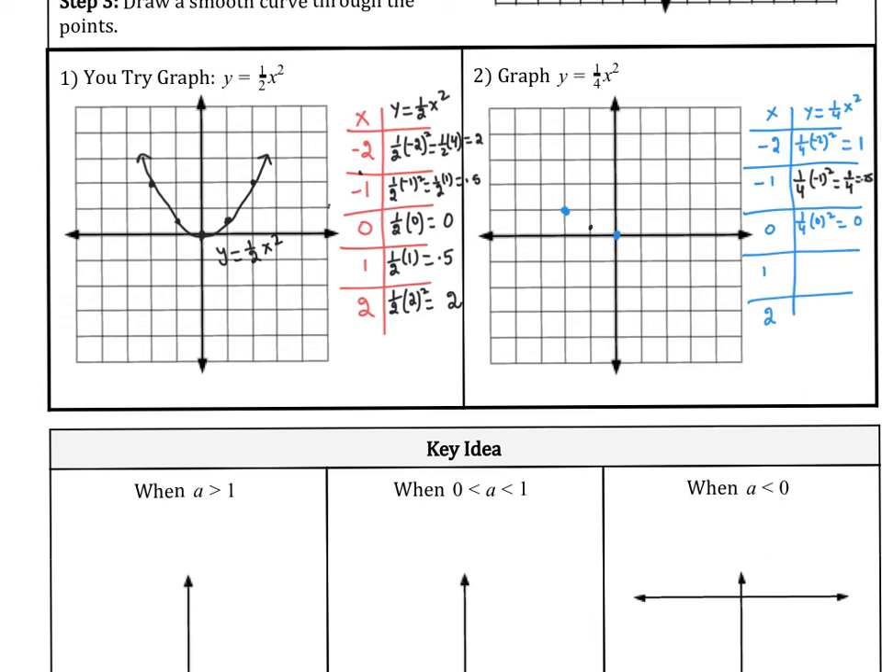So we have a point here, -2 comma 1, -1 comma 0.25, 0 comma 0, and mirror these points on here. Mirror these points on the other side, and you get a wider graph, even wider than the previous graph, because now it is 1 over 4. If the number on the bottom increases, the graph becomes wider and wider.